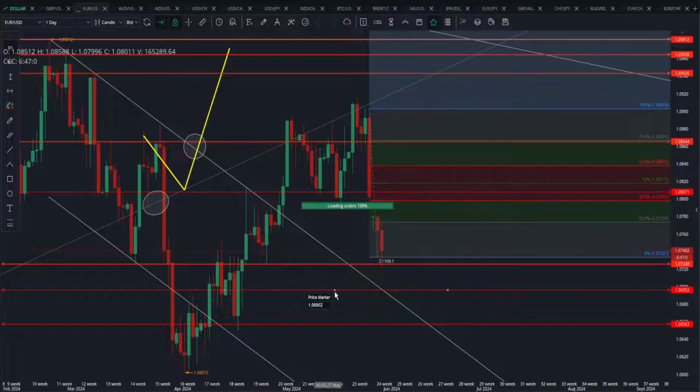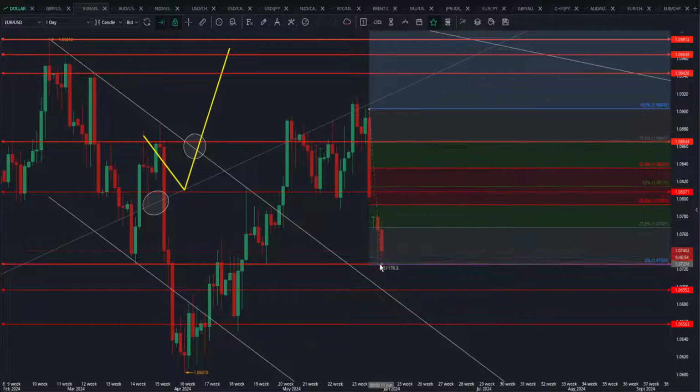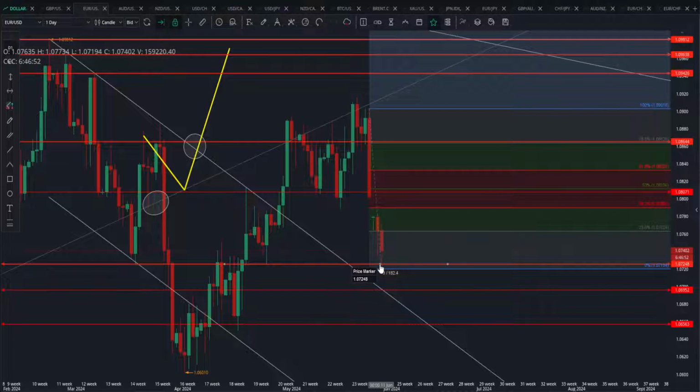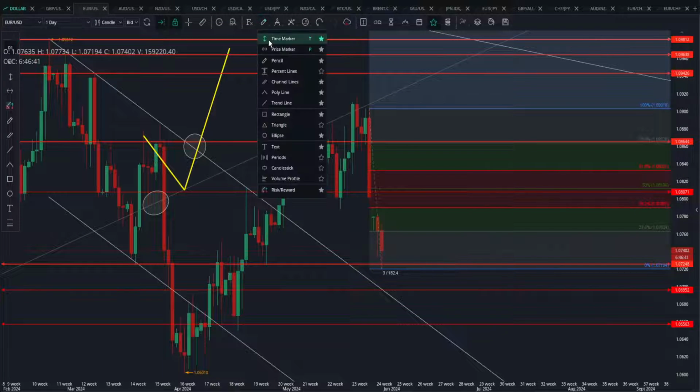Euro USD has made another low, so any rise here on the upside should be seen as a selling opportunity. I think 61% is good, but 50% is aligning almost with this previous support, which may turn into resistance, the 1.0807 area. So there is a possibility.